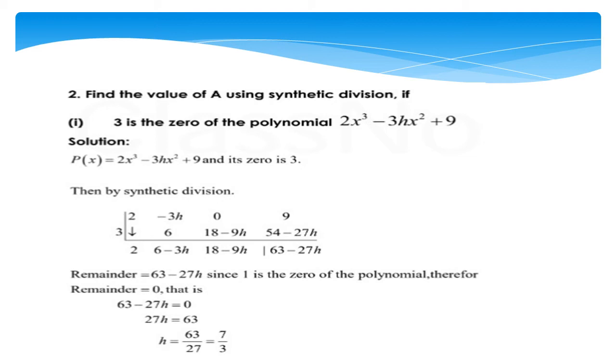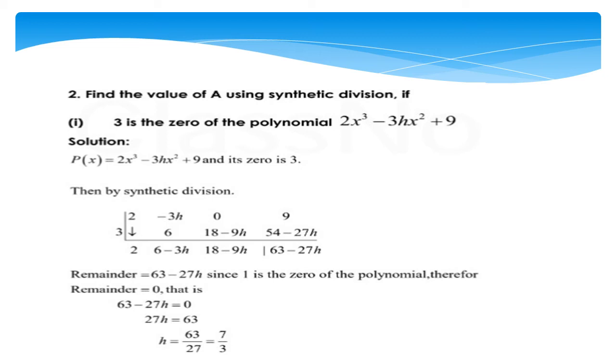Function p(x) is equal to 2x cube minus 3h x square plus 9 and its zero is 3. The remainder is equal to 0. 3 is the root of this equation. Then by synthetic division, the procedure is as follows.